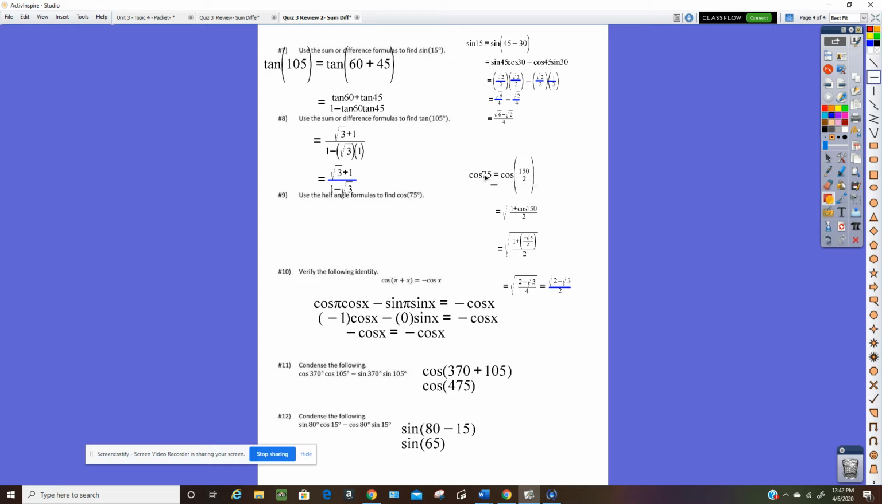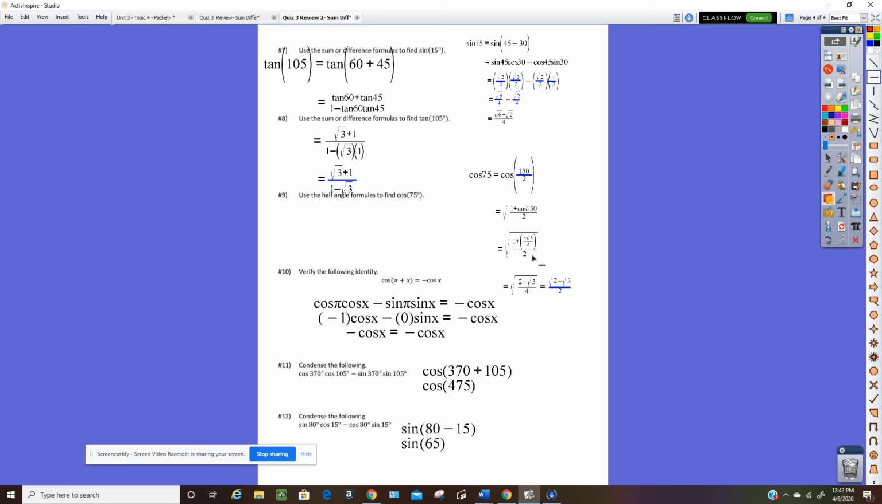So use the half angle formula. Cosine of 75 is the same as cosine of 150 over 2. And then use the half angle formula for cosine. Square root of 1 plus cosine 150 over 2. And then you want to find the cosine of 150 on the unit circle, which is negative root 3 over 2. So 1 minus root 3 over 2. All right, so that's just 2 minus root 3 over 2.